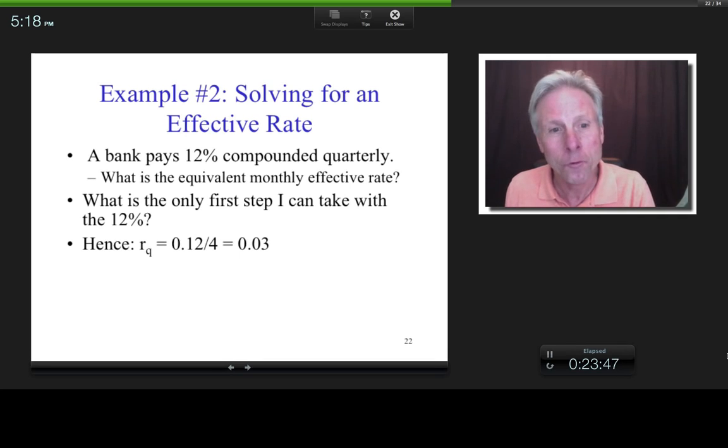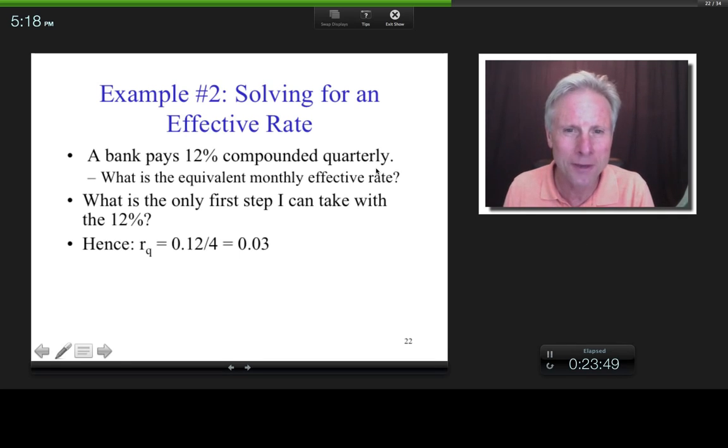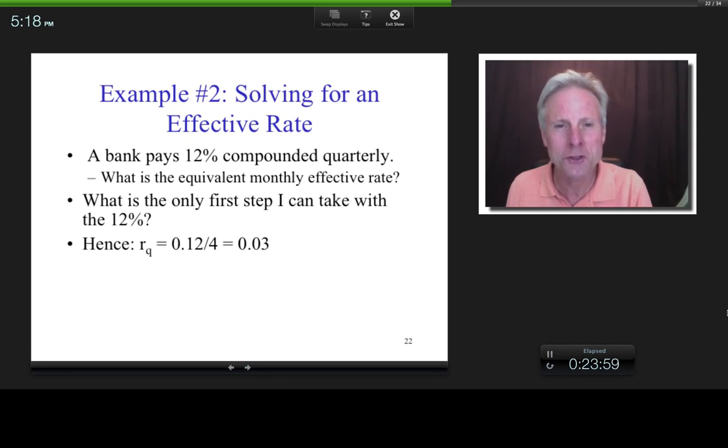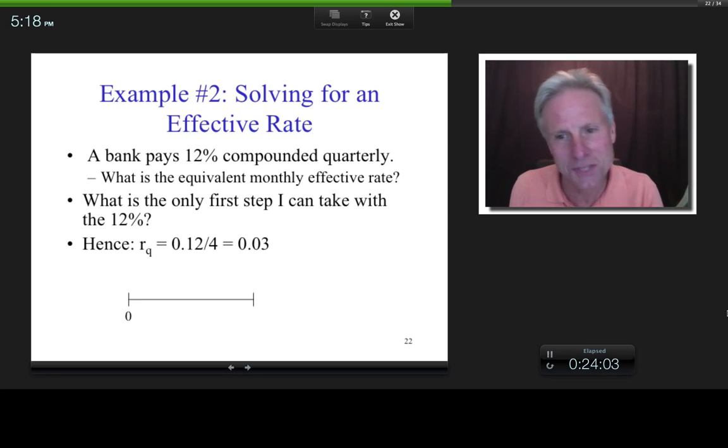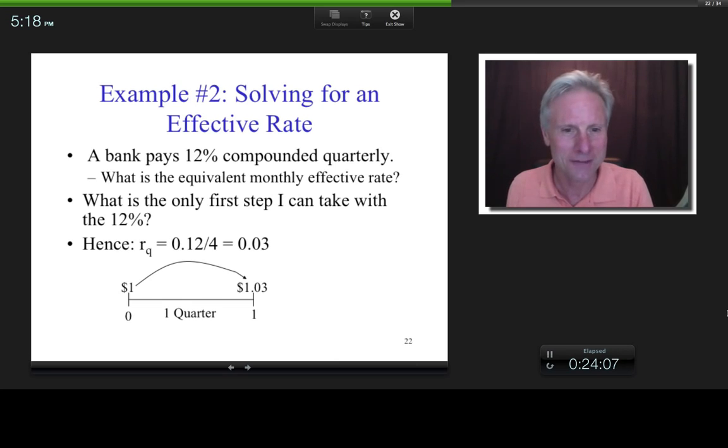Divide it by 4, right? Because it says 12% compounded quarterly. How many quarters in a year? 4, right? And this 12% by convention is annual. So the only first step I can do with that is divide it by 4. And as we've already seen, that means that basically the effective quarterly rate is 3%. Or in other words, $1 grows into $1.03.